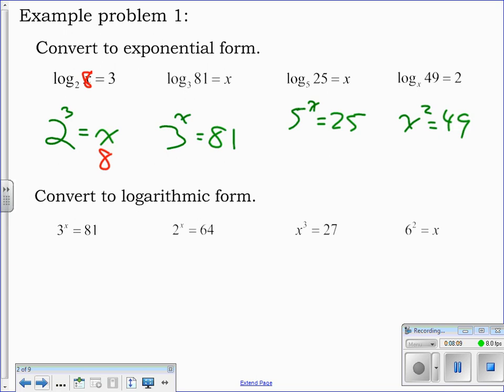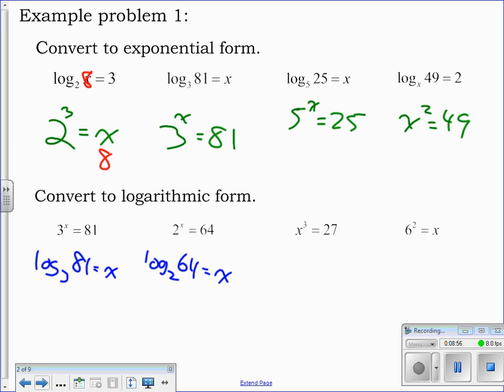Now we're going to go the other way around. So now I'm going to have a log. What's the base of my logarithm going to be? 3. Log base 3 of 81 is equal to x. Okay. See the relationship between the two? It's important you see where you place things. So what's the base of my logarithm on this one? 2. So I have log base 2 of what number? Of 64 is equal to x.